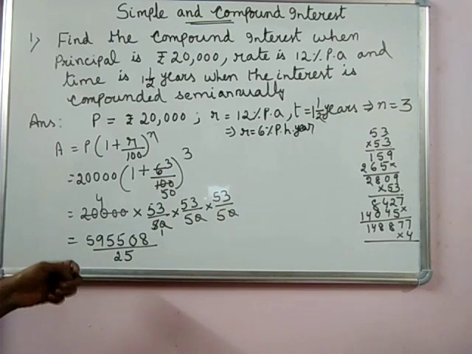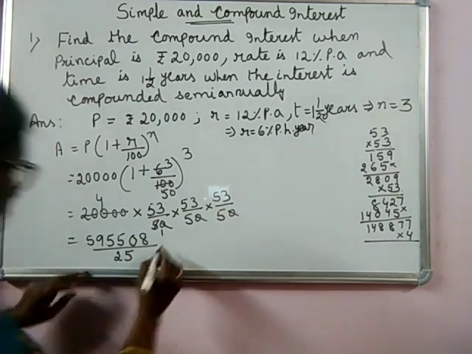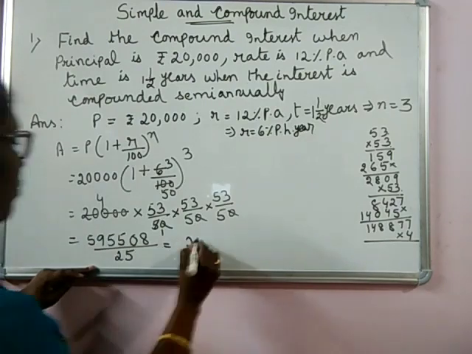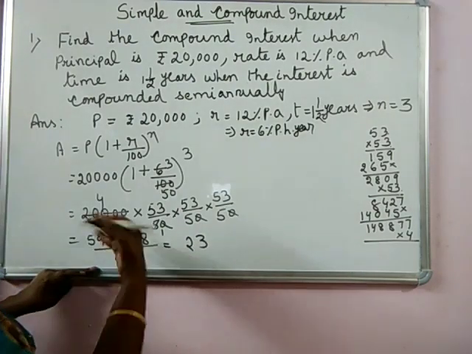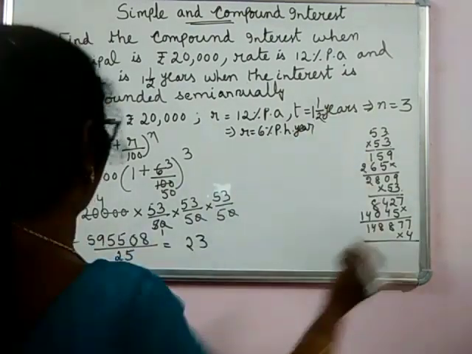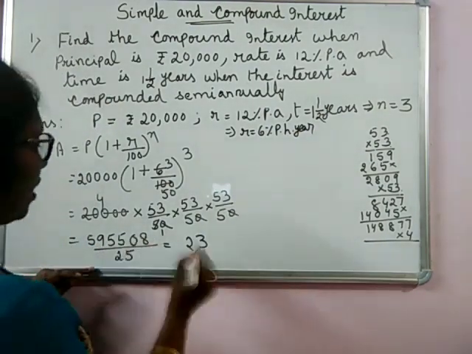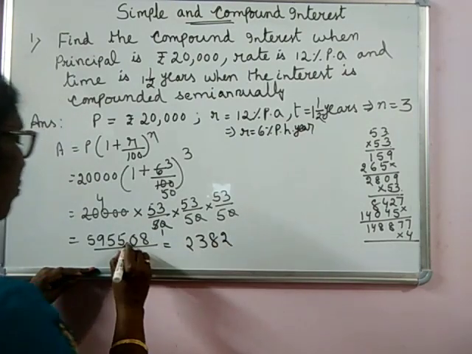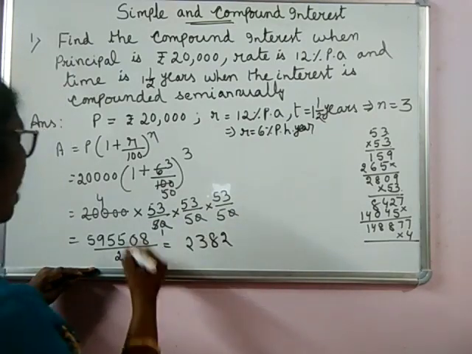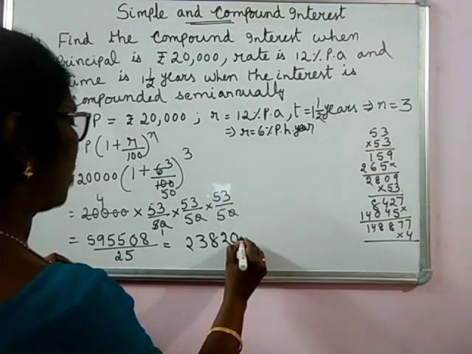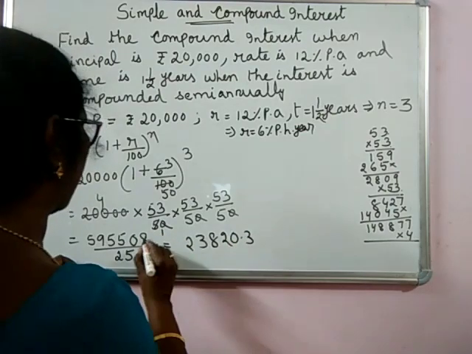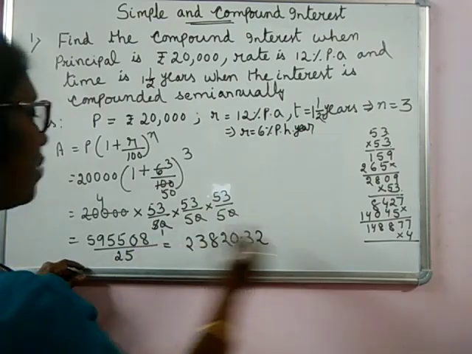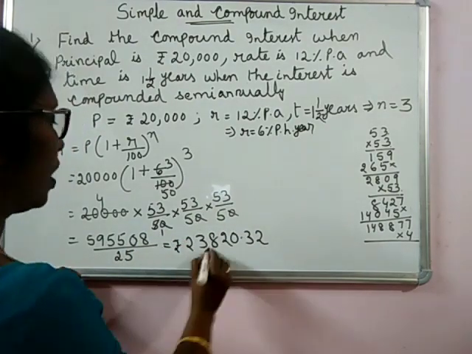Now let me divide this by 25. 25 2s are 50, 9, 5. 25 3s are 75. 95 minus 75, 20. If you cannot do, you can divide and see. 25 into 205. 25 8s are 200. 5, 0. 25 2s are 50. 50 minus 50, 0. 8, 0.80. 25 3s are 75. 25 2s are 50.